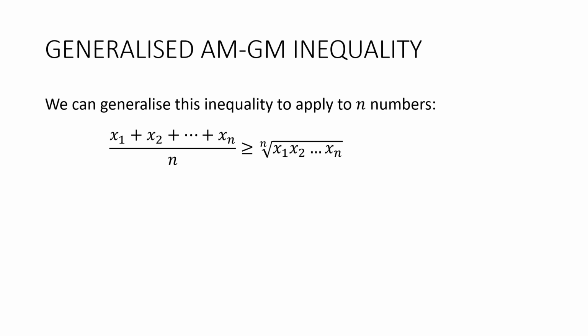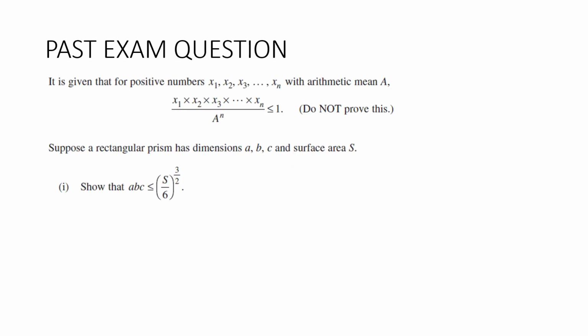Now we can actually generalize that AM-GM inequality to apply it to n numbers. So that means that the arithmetic mean of n numbers will always be greater than or equal to the geometric mean for n numbers. Let's finish off this section with a past exam question. It is given that for positive numbers x1, x2, x3, up to xn with arithmetic mean a, x1 times x2 times x3 times up to xn, all over a to the power of n, is less than or equal to 1.